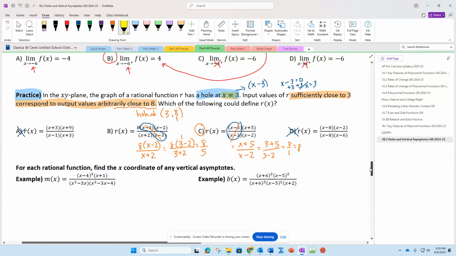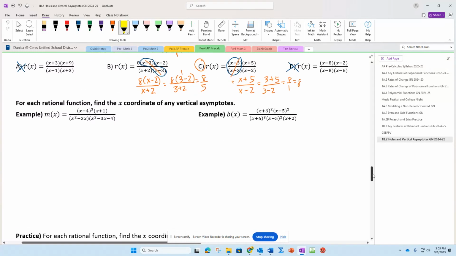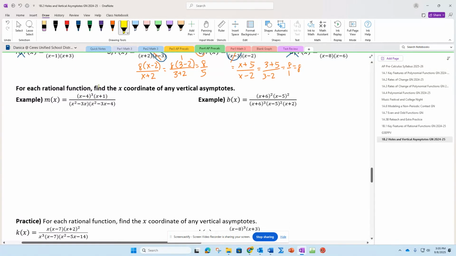All right, so now let's take a look at these next examples. So now we're looking at finding the x-coordinate of any vertical asymptotes. So earlier we did problems where we focused on finding x-coordinate of holes. Now we're focusing on vertical asymptotes.